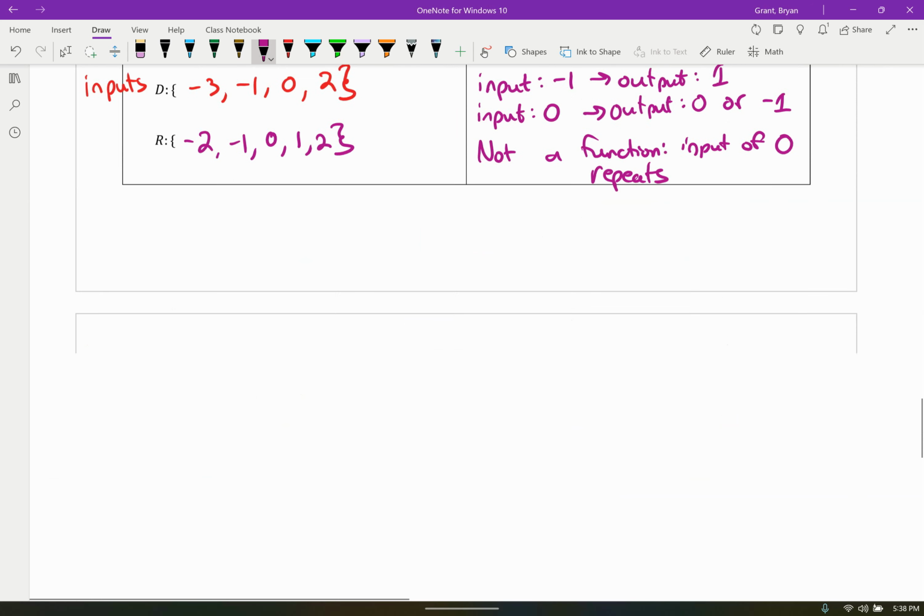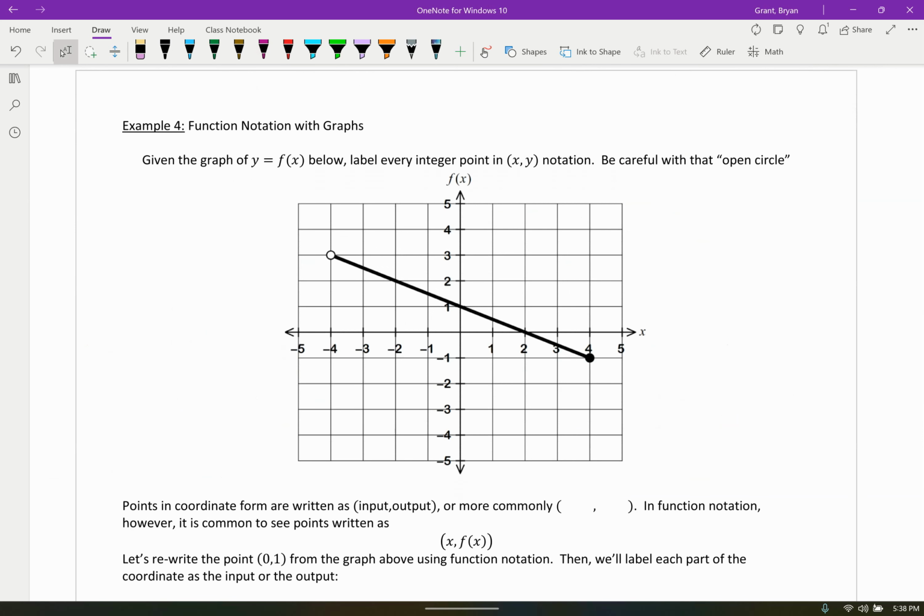All right, last page. As mentioned, this last page has a graph. On this graph, we're going to go through and start by labeling every integer or nice point in x, y notation. Right, and I'll just start on the bottom right. This is the point 4, -1. I also have the point 2, 0, 0, 1, -2, 2, and finally this open circle we'll talk about later, -4, 3. I'll move this off just so we can see it. -2, 2. There we go.